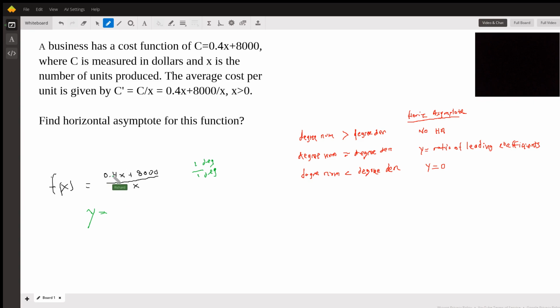The leading coefficient up top is 0.4, and the leading coefficient in the denominator is 1. So y equals 0.4 is the answer. That's the way to do it, just following these rules. These rules have been set up in order to make your life easy. If you wanted to make your life harder, you could do other things.